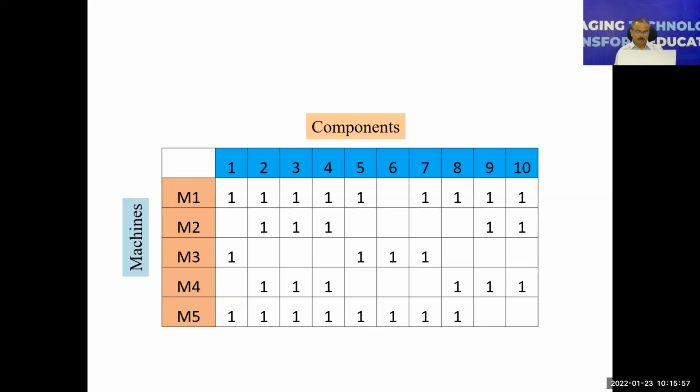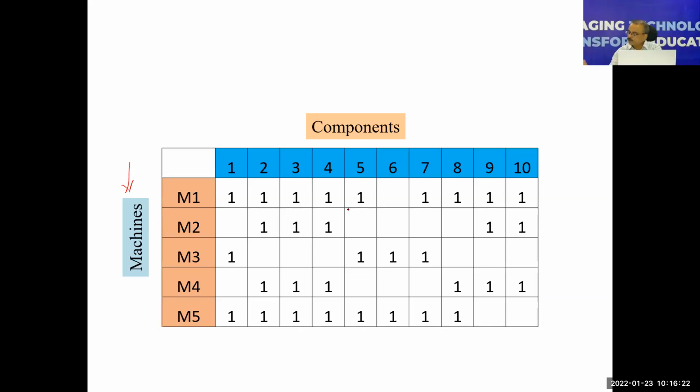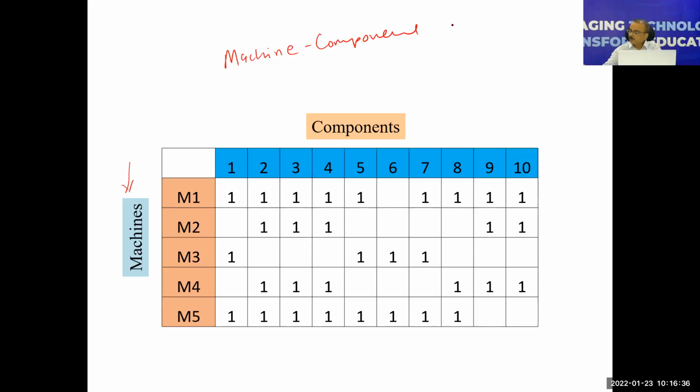Okay, so we can see here a situation wherein there are a number of components, and here it represents which machine will process these components. For example, components 1, 2, 3, 4, and 5, and 7 to 10 will be processed on machine 1. Similarly, machine 2 will process 2, 3, 4, and so on and so forth. Here the number 1 represents the yes decision for that particular component. This type of configuration we call a machine component or parts matrix.